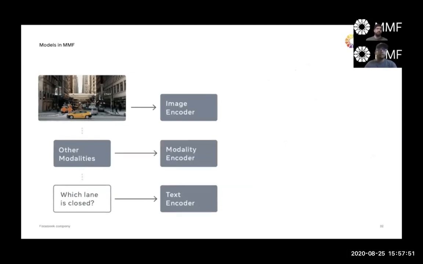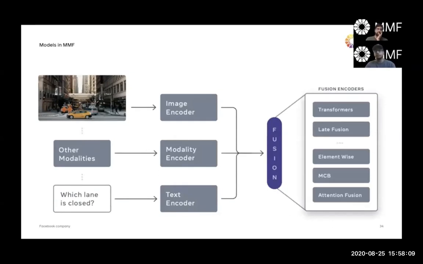And similarly, if there are other modalities, say OCR or any other modalities, we can have a modality encoder for each of these. So once we have the encoder outputs, we do a fusion. The fusions can be of different types, whether it's early fusion or late fusion. We can use different types of fusion encoders, whether it be transformers or different types of late fusion models, or we can even do attention fusion or other types.